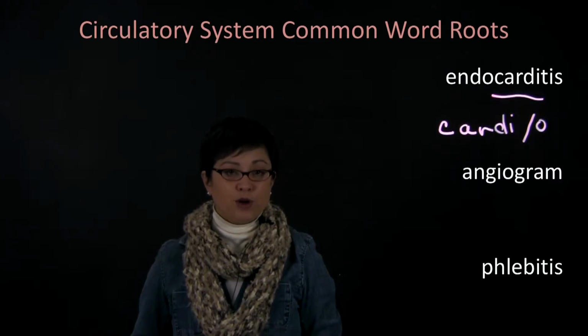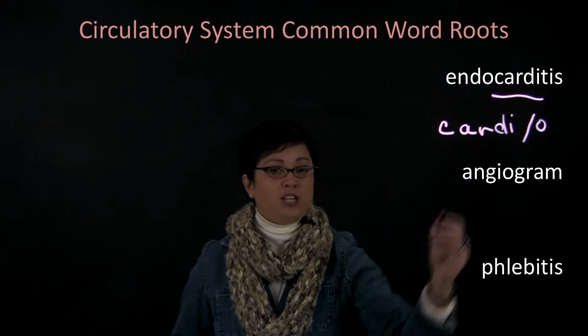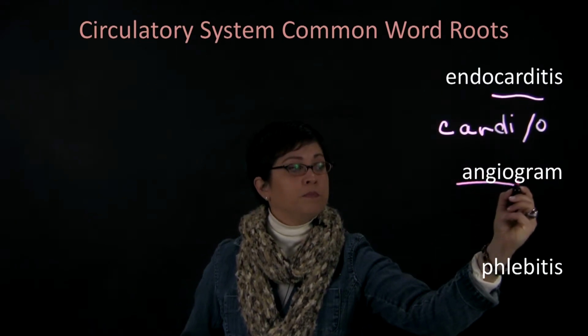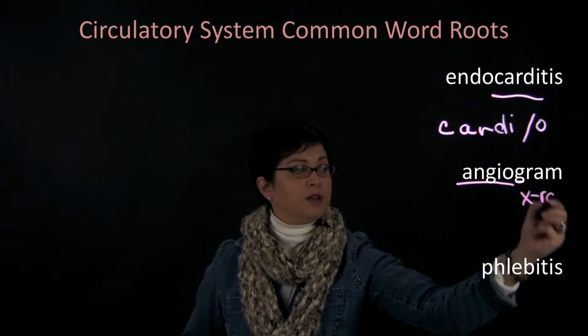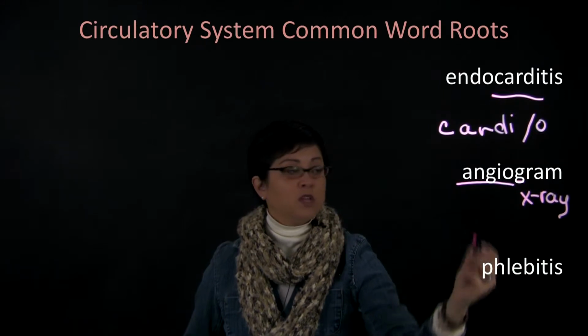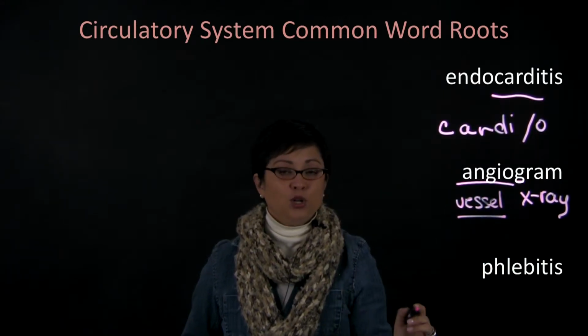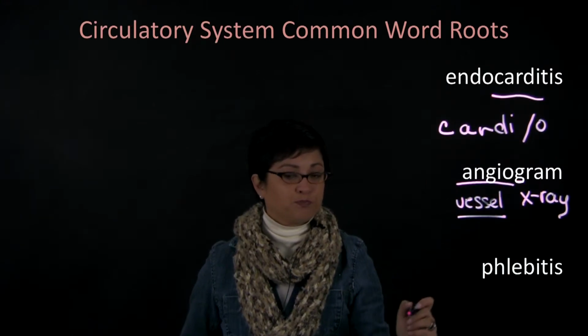Then we have angiogram. An angiogram is, and people get this one confused, angio is our actual term. Gram deals with an x-ray. So this is the x-ray part of it. Kind of remember it that way. So you have vessels. So we're getting an x-ray of the vessels of the heart or the body.